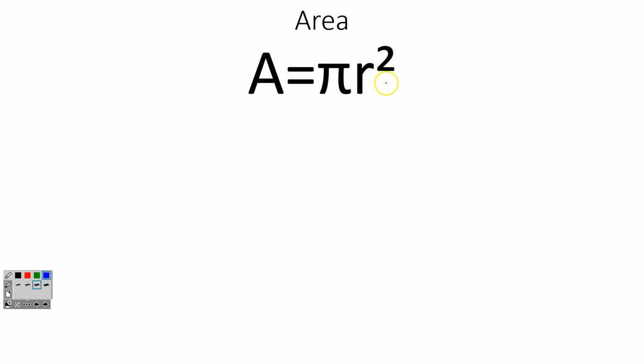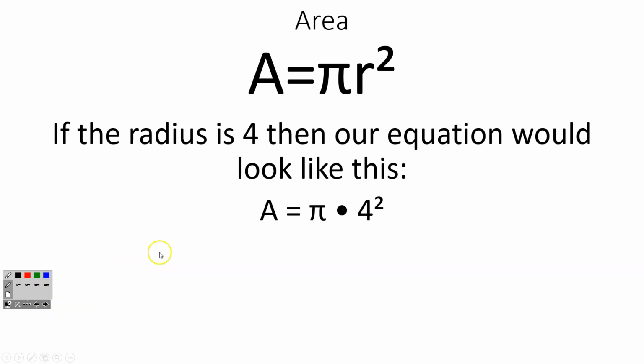Now this squared means that you're going to times the radius by itself. So this is not times by 2. There is a squared button on your calculator, or you can just take that number and multiply it again. For our world record pizza, we'll get to that in a moment. But for example, if the radius is 4, then our equation would look like this.